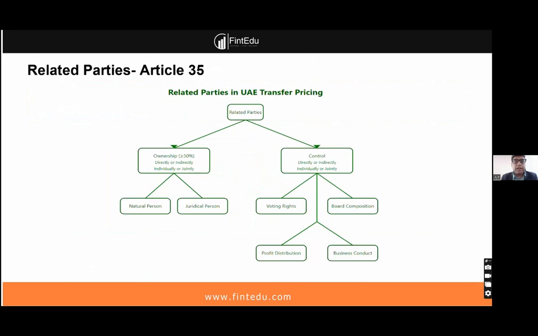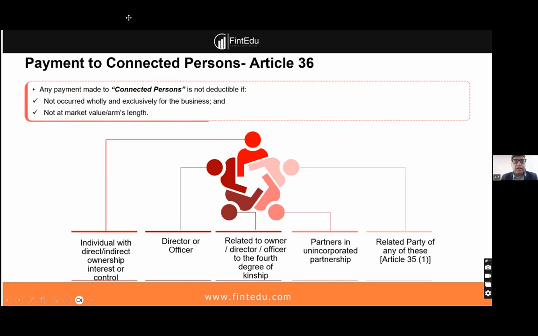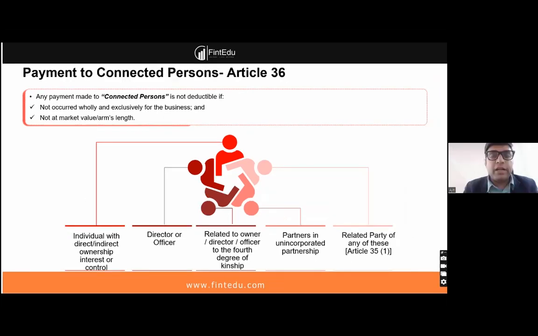Now comes payment to a connected person. This is a kind of unique provision introduced in the UAE TP regulations because there is no tax in the hands of individuals, and there could be a possibility of base erosion because of higher deduction of payments made to the connected person. When we talk about connected persons, there are basically two requirements. Any payment made to the connected person is not deductible if it is not incurred wholly and exclusively for the business. This is the first requirement, and it is 'and', not 'or', and it is not at market value, arm's length value.